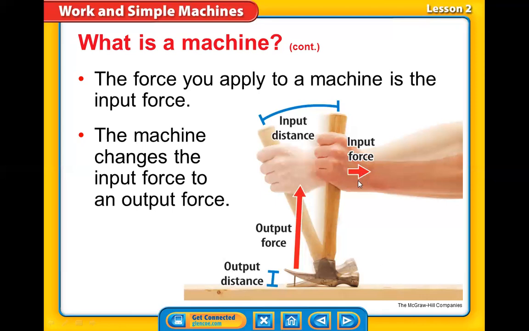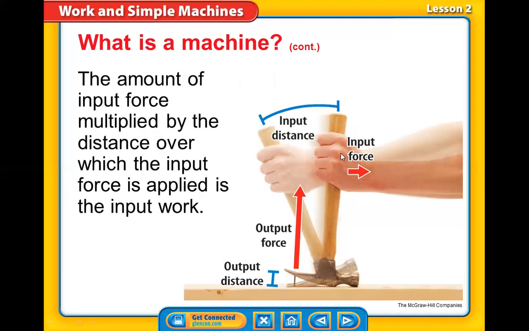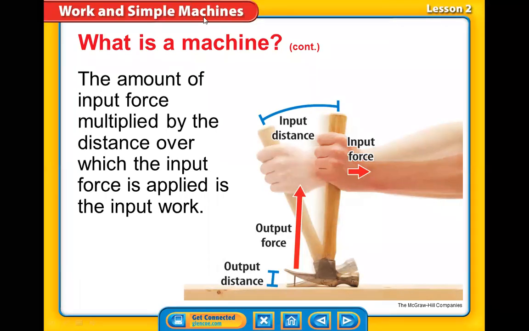We can see here, this man is using a very small amount of force, but the output force is larger than the input force. So yes, machines change the force that we use. They change the input force and convert it to output force, which is larger or smaller. We said before in the first lesson that work done equals force multiplied by distance. So if I need the input work, I will say input force multiplied by input distance.